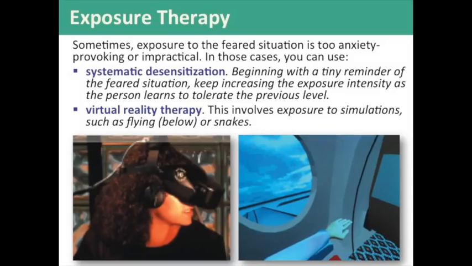One example of behavior therapy is called exposure therapy. So sometimes exposure therapy is used to help people get over situations that they have unrealistic fears about. So in these cases, they'll either use systematic desensitization, which is beginning with a very tiny reminder of the feared situation and then increasing that exposure of intensity as the person learns to tolerate the previous level.